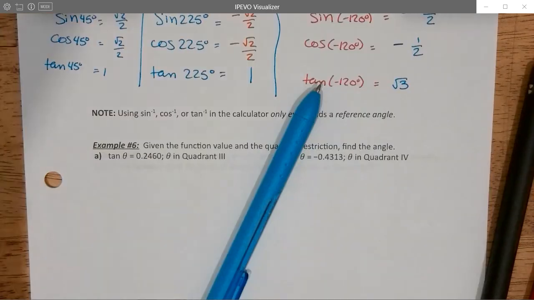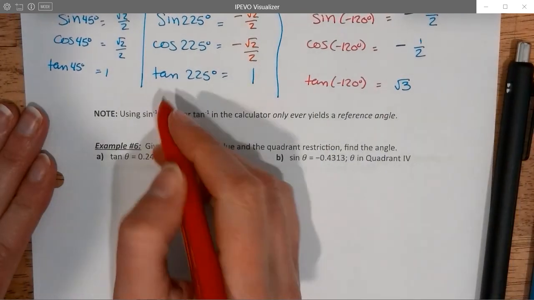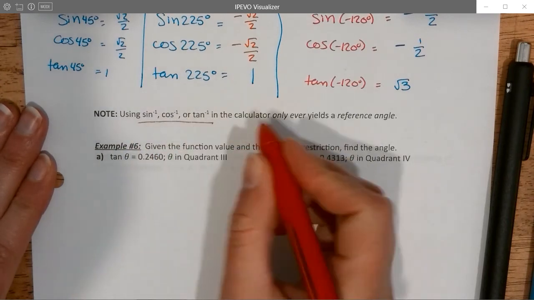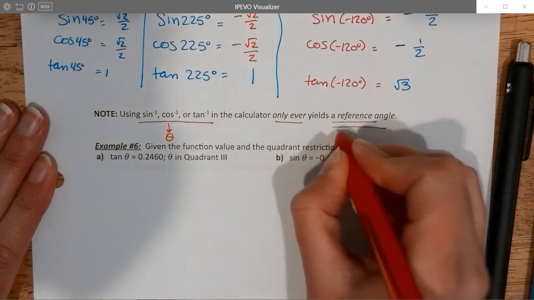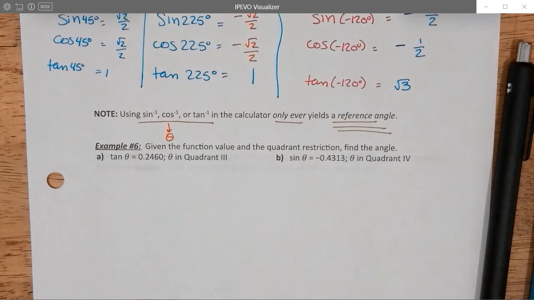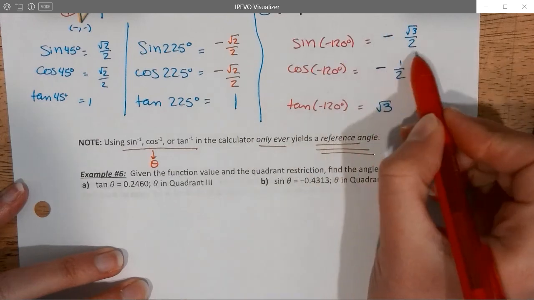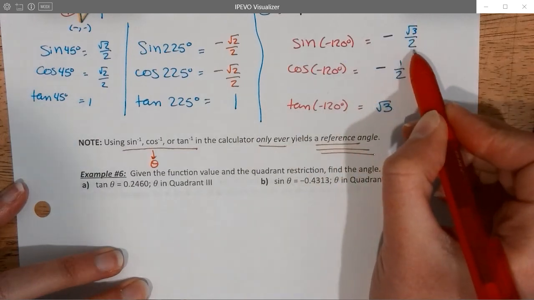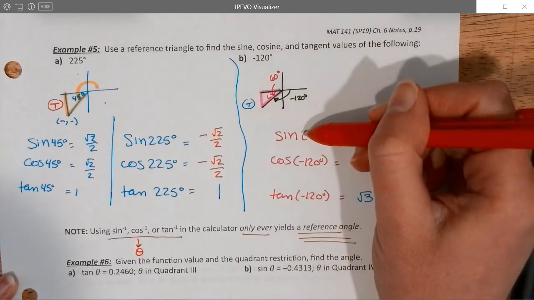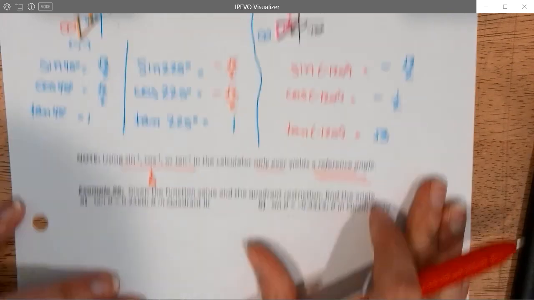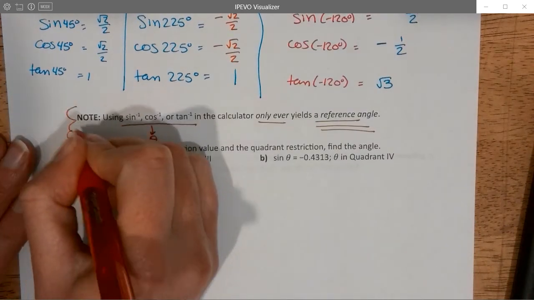For the next part here, it's important to note that using arcsine, arccosine, and arctangent on the calculator, they return an angle, but it only ever yields the reference angle. So, for example, if I was to compute the arcsine of negative the square root of 3 over 2, I would get the reference angle negative 60 degrees instead of the negative 120 degrees. I would not get the full angle. Okay, so let's explore that in the next section here.